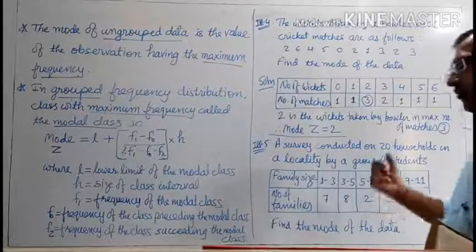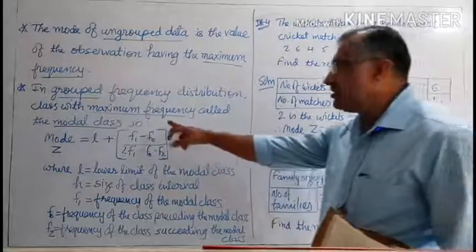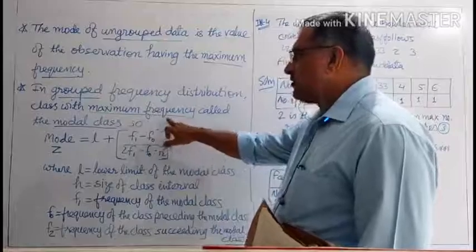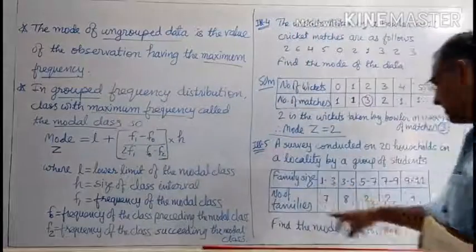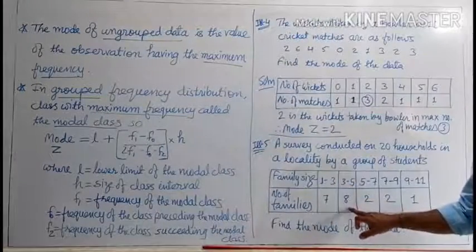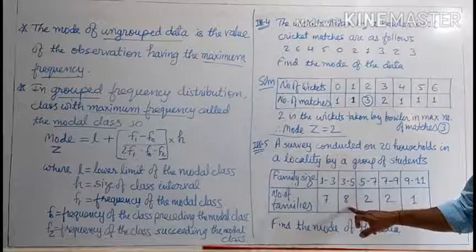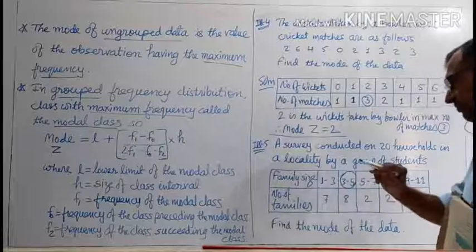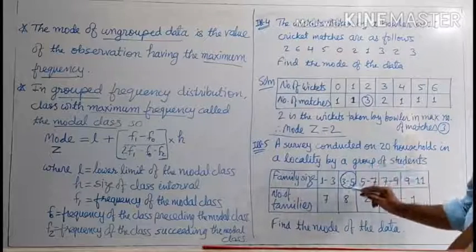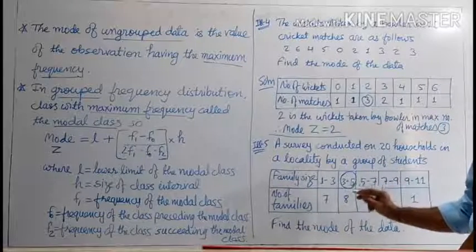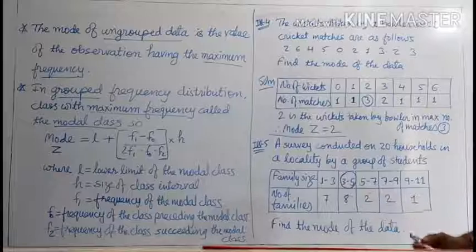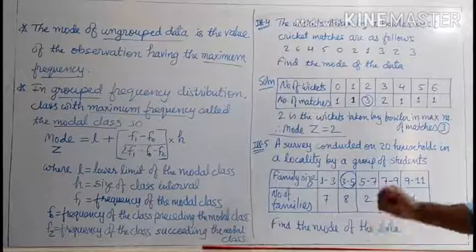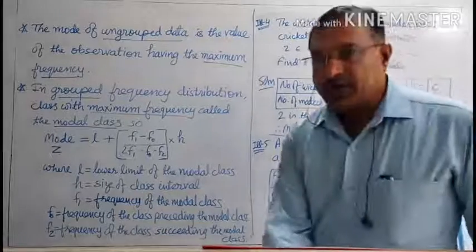First of all we have to go for the modal class. As we have discussed here, the modal class means what? The maximum frequency. You can see here the maximum frequency is 8. 8 is the maximum frequency, so our modal class is 3 to 5. Now the modal class is 3 to 5, so our mode lies in this range. That is final. Okay. So let us find the mode of this grouped data.